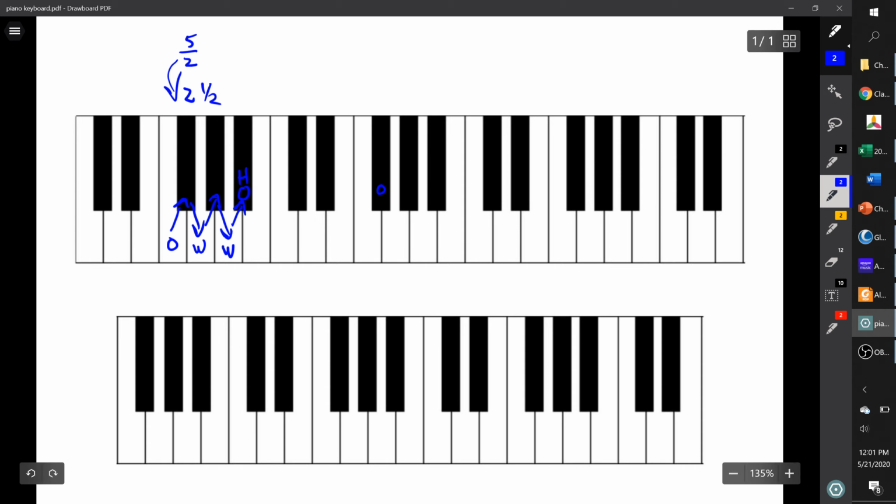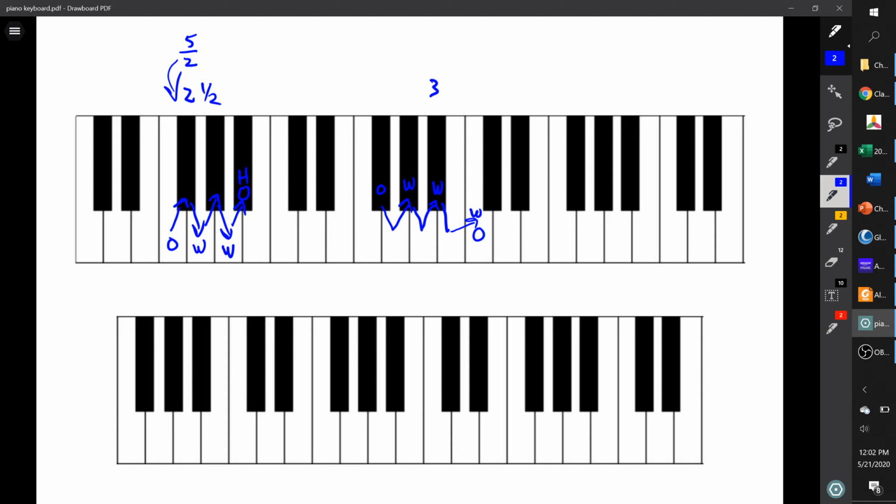Let's say we're going from here to here. Well, let's see. We have half, half. That makes a whole step, right? Half, half. That makes another whole step. Then half, half. That makes another whole step. So this one is 3 whole steps.